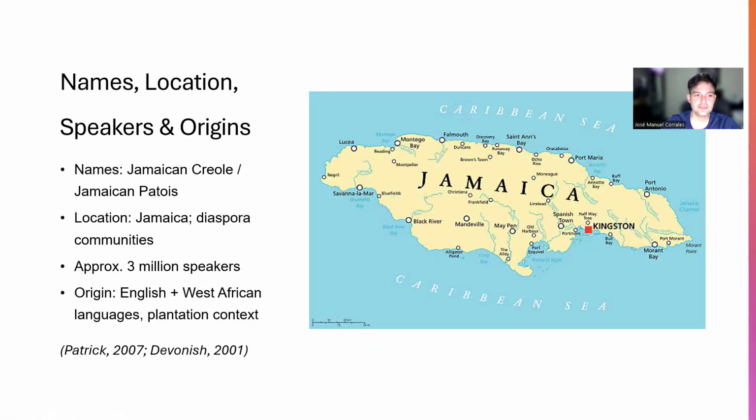Names, location, speakers, and origins. This is also known as Jamaican Patois, and the location is in Jamaica. More specifically, we talk about diaspora communities, and we have approximately 3 million speakers. When we talk about its origins, we refer to English and West African languages, and more specifically, the plantation context.